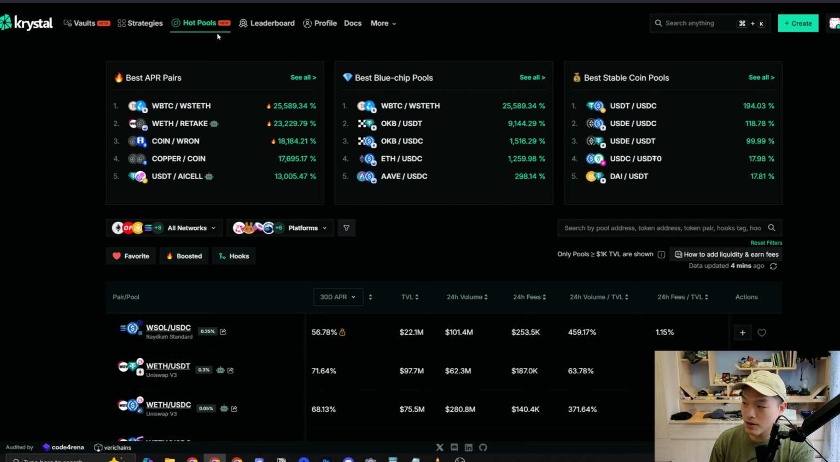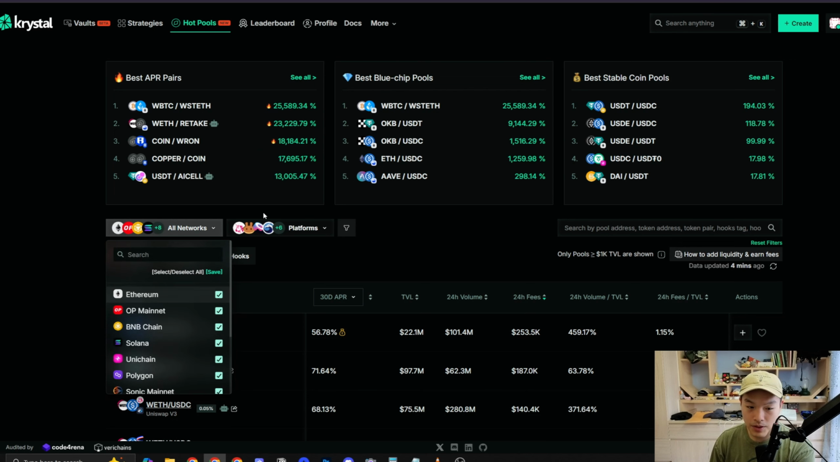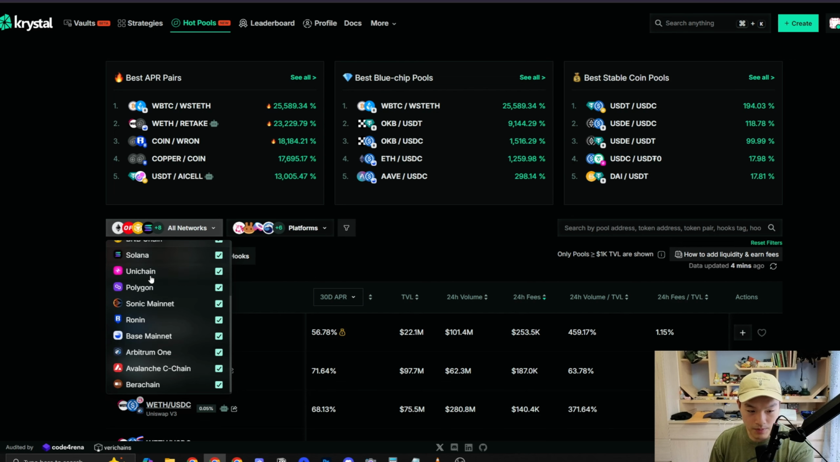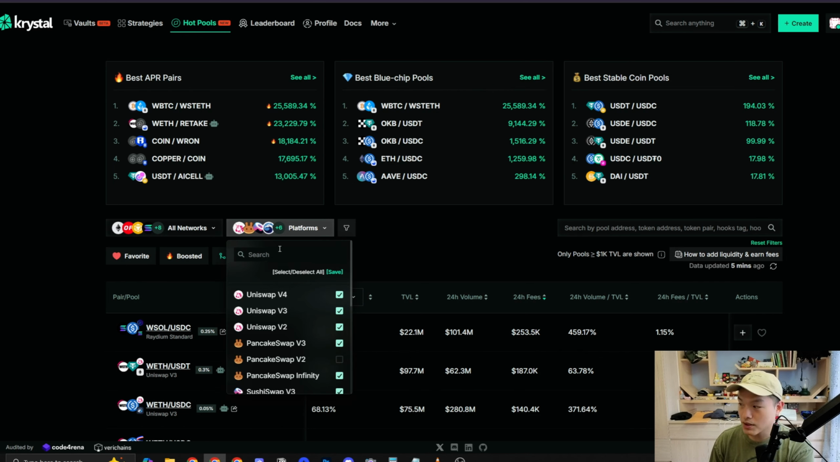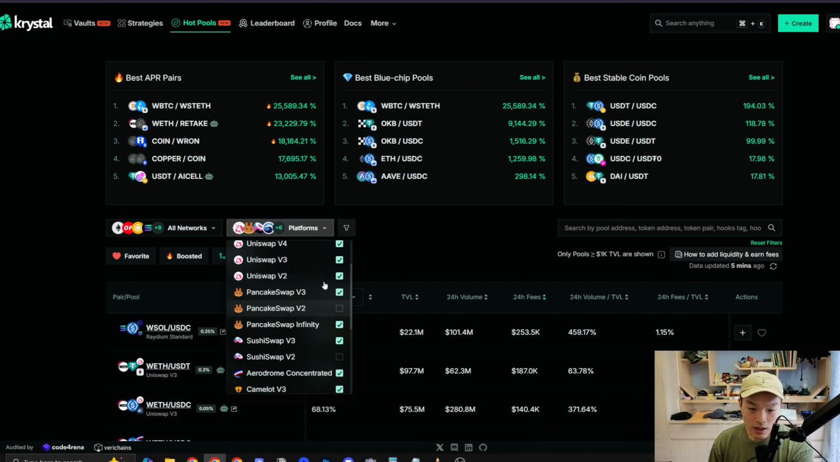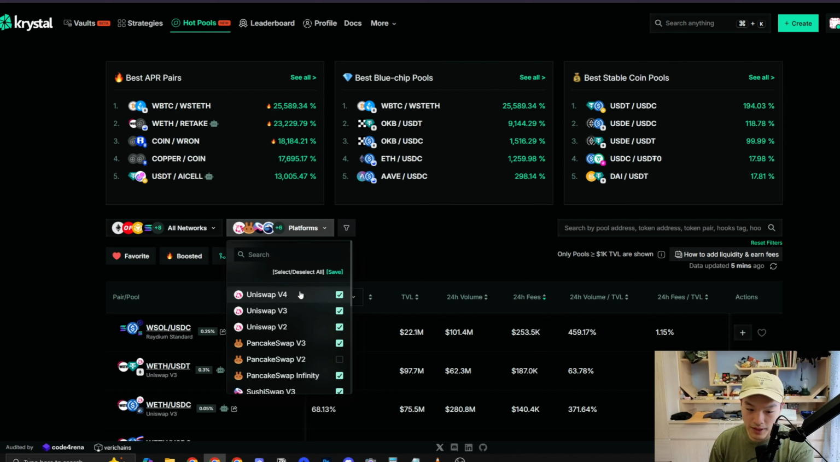And here I am on this hot pools tab, and we can see a bunch of different networks that Krystal currently supports: Ethereum, Optimism, BNB, Solana, Unichain, as well as a bunch of other ones like Base and Arbitrum. And we can see Krystal currently supports these decentralized exchanges. What I really like about Krystal right now is that it supports Uniswap v4. So if I'm trying to look for a Uniswap v4 pool, Krystal is probably the best way to do so, because a lot of other tools do not support this yet.